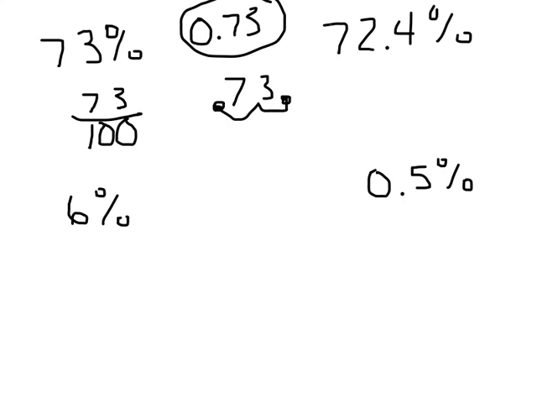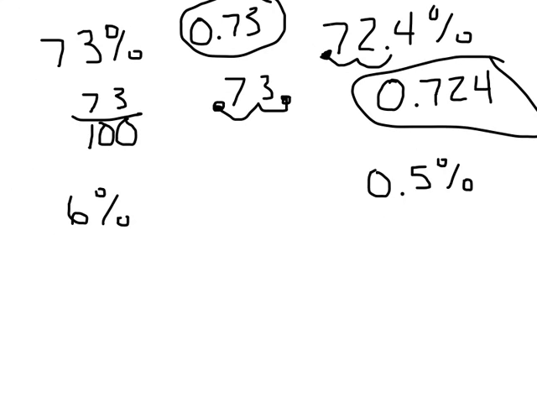Write 72 4/10% as a decimal. Again, I can divide by 100 because this would be 72 4/10 over 100. That means I can move the decimal once, twice to the left. So the answer is 724 thousandths. Now you try too. Change 6% into a decimal. Let's see how you did. Again, I can divide 6 divided by 100, so I can move the decimal once, twice to the left, because place value decreases twice. The correct answer is 6 hundredths.